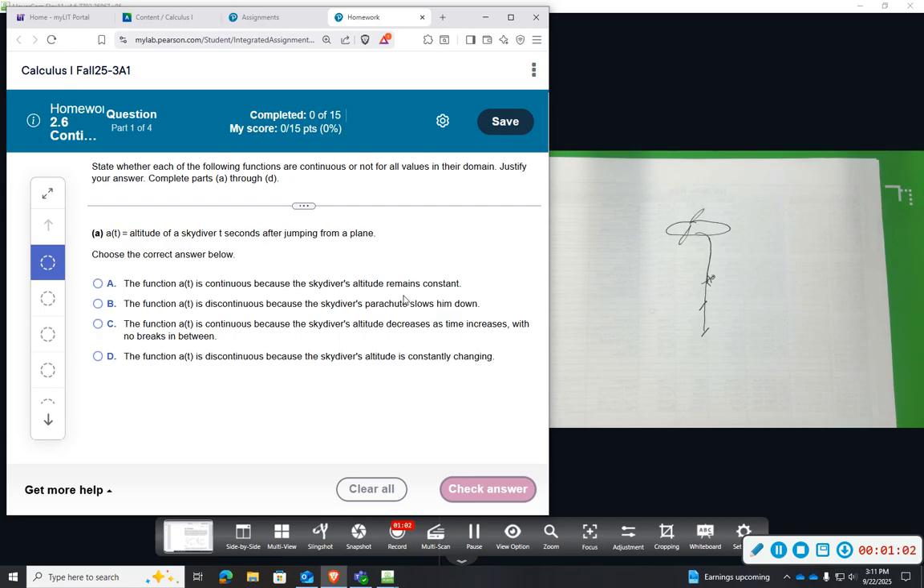The function A of t is continuous because the skydiver's altitude decreases as time increases with no breaks in between. That's what we're looking for.